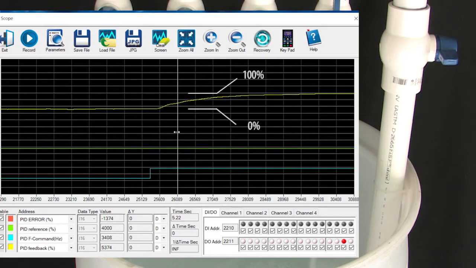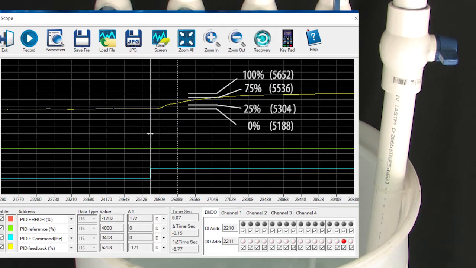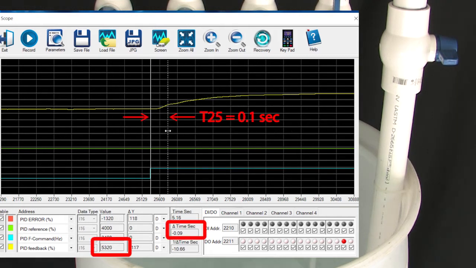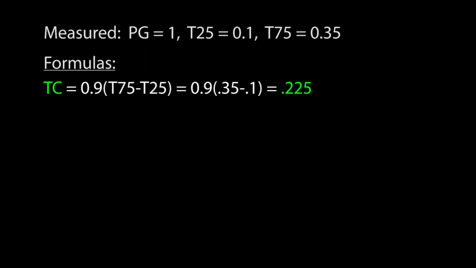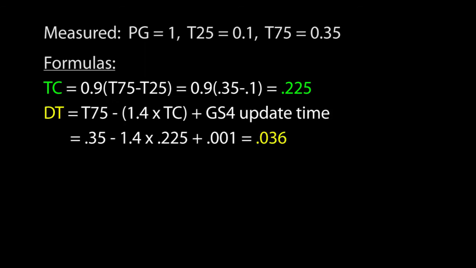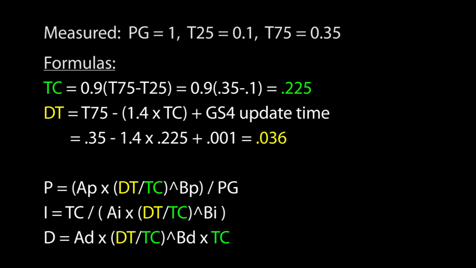We only need to measure two things. When do we reach 25% and 75% of the desired output? We see the difference between one step and the next is this, so 25% of that is this, and 75% is this. We just move the cursor to the 25% level and note the time, and move the cursor to the 75% mark and note that time. Given those measured values, we calculate the time constant using this formula and the dead time using this formula. And given those, we calculate the three numbers we need using these formulas.